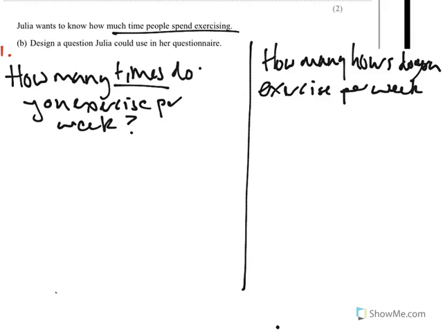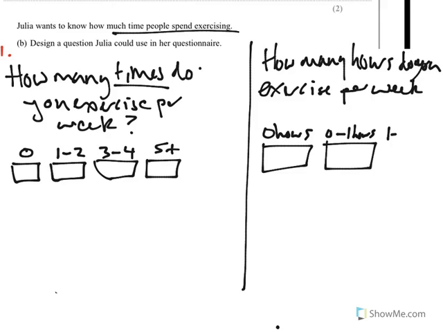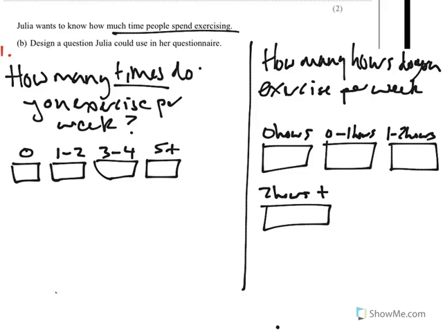Now with the first question that we could use, we can't have the amount of times overlapping. So we could have a box for 0, we could have a box for 1 to 2 times, 3 to 4, and then 5 plus. They're not overlapping. But then for hours, it'd be silly to have boxes that didn't overlap, because the amount of time is continuous, so it'd be very difficult to differentiate between those times. So we can say 0 hours, 0 to 1 hours, 1 to 2 hours, or 2 hours plus. Either of those would have been fine.